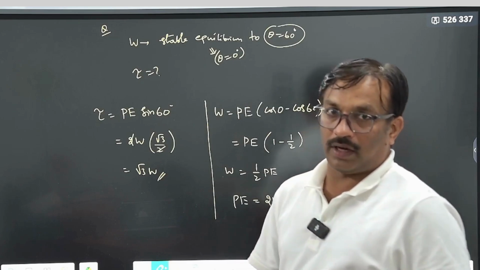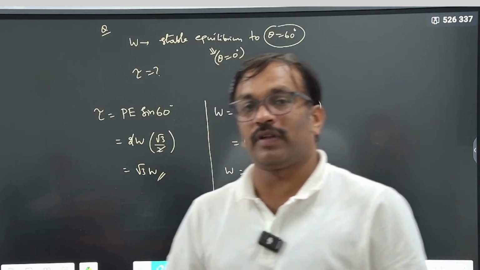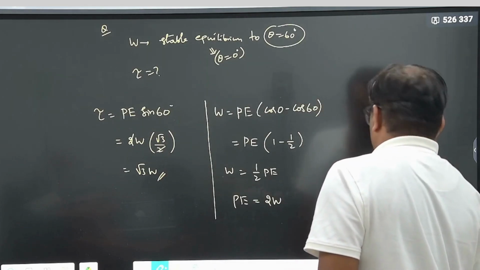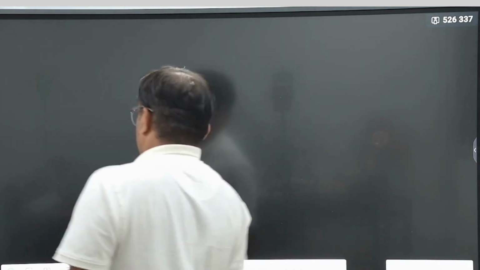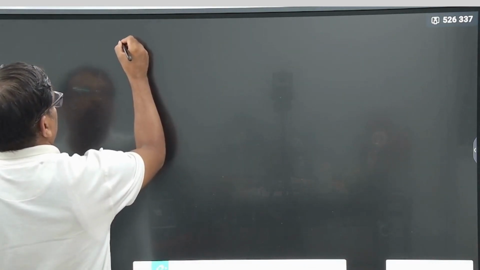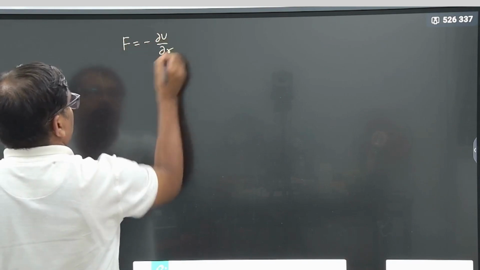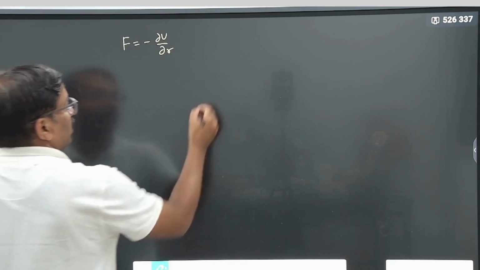Force acting on a dipole, or force between the dipoles, when it is kept in a non-uniform electric field. I told you I'll discuss this now. So, in a non-uniform electric field, force is a conservative force. So, what is the formula? Force is minus dU by dr, right? So, potential energy, what is the formula now?